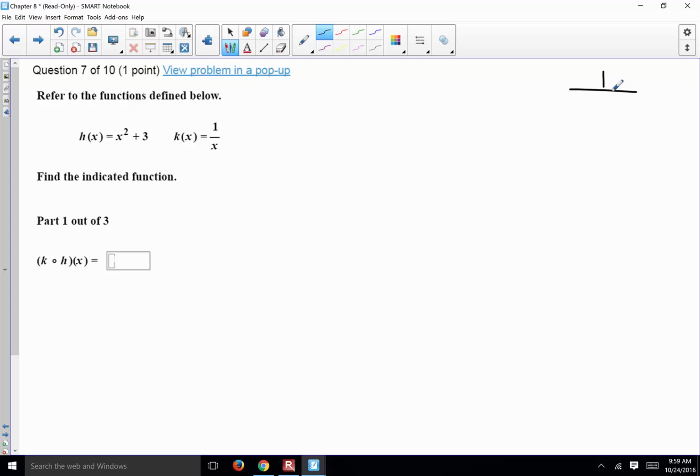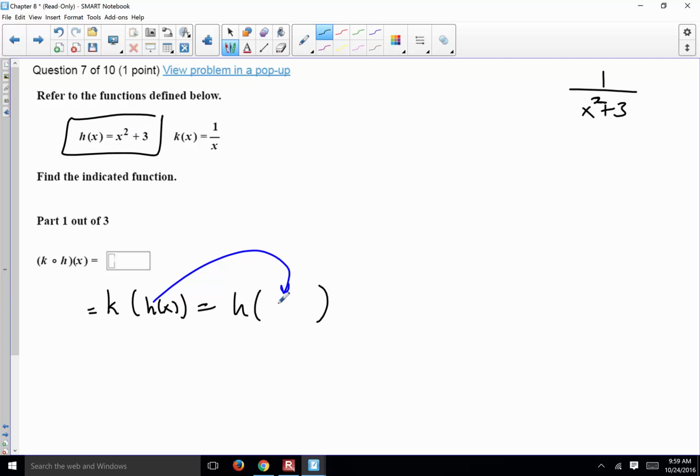So this is already the correct answer, okay? Well, how did we get it? Again, K, Hx is what this reads as. We first copy H here. What is H? Right here, x squared plus 3. Then we're done with this.